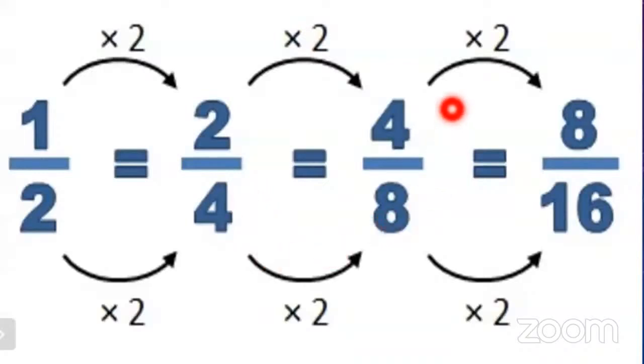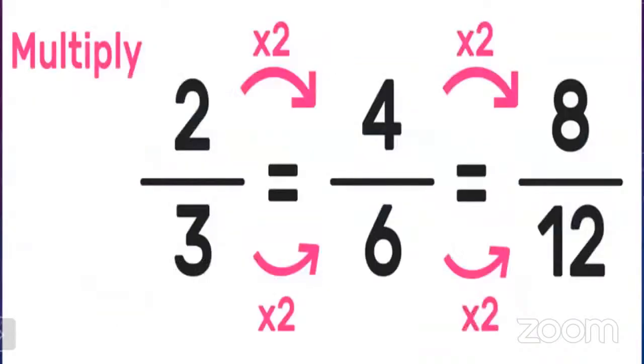So repeatedly, look at here. If you multiply this 4 by 2, 4 2s are 8, and the same number, which we multiply with the numerator, we have to use to multiply the denominator also. So 8 2s are 16. Children, here we got all these fractions by multiplying the numerator and denominator. So these all are the equivalent fractions we obtain from the multiplication of the numerator and denominator.